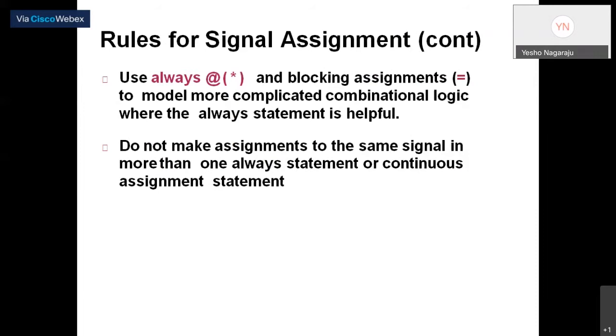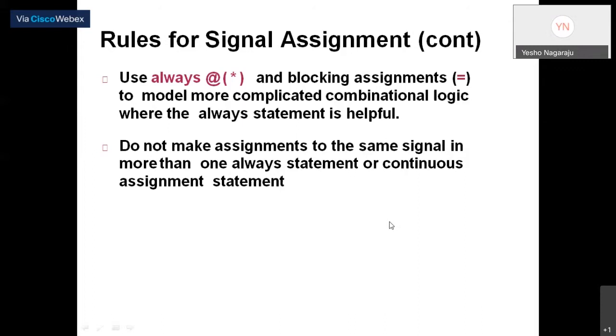So another way to define combinational logic is to use always blocks. We have defined muxes, priority logic, if-else, and case statements inside an always block to infer what? Combinational logic. And why? The always block was listening to all the inputs, and the assignments that we were using were blocking assignments.